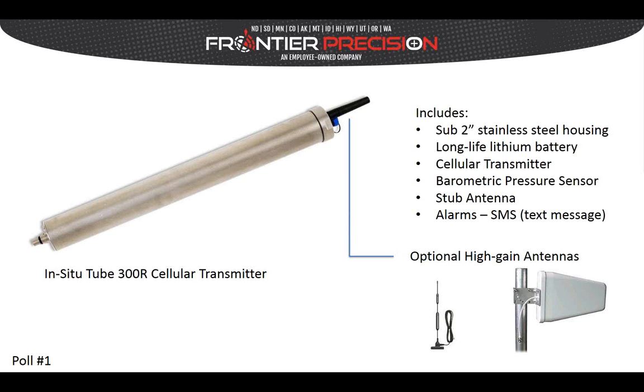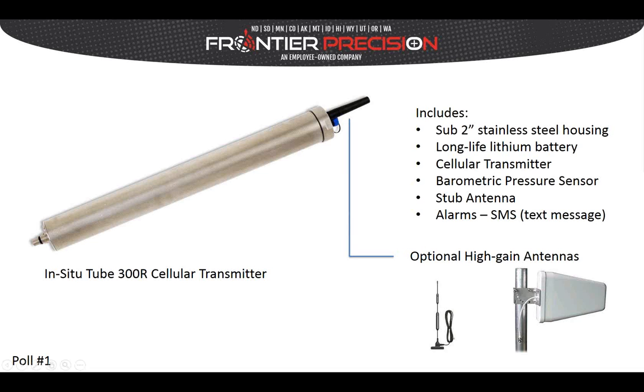So for a cellular system, in addition to the pressure transducer and the cable, this is essentially what your on-site hardware would be: this Tube 300 cellular transmitter.